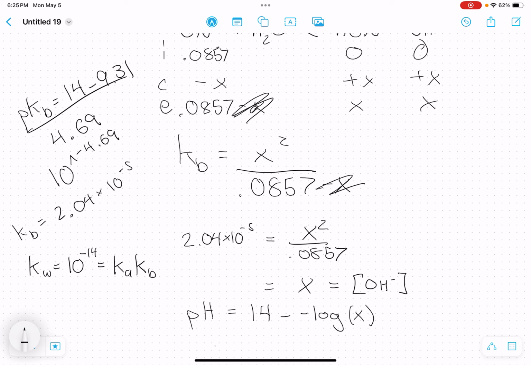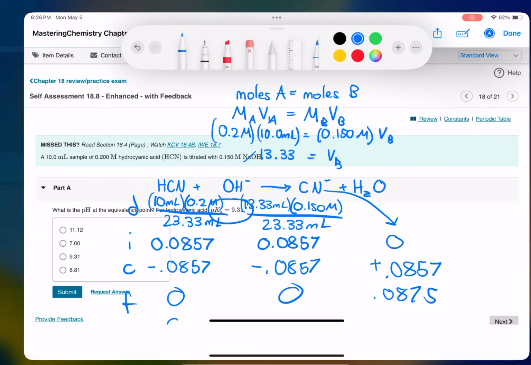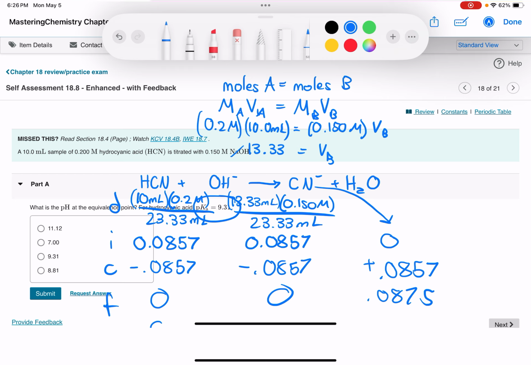All right, so x here comes out to be 0.132. So I get that the pH is 13.12. Ooh, that is weird. Okay. Let's see. Obviously, I did something wrong somewhere because that answer is not on there. Ugh. Okay, let me just double check the math real quick.